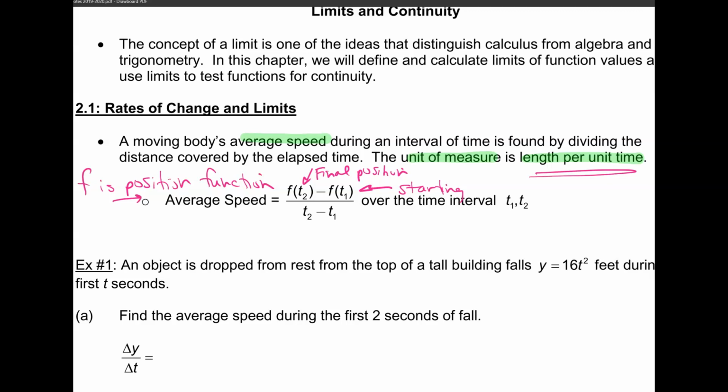V with the bar, average, is delta x over delta t: your change in position over change in time. Okay, I will erase that so you don't get confused. You may also recognize this as the slope formula.